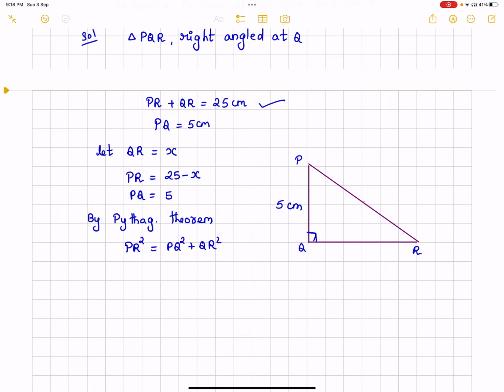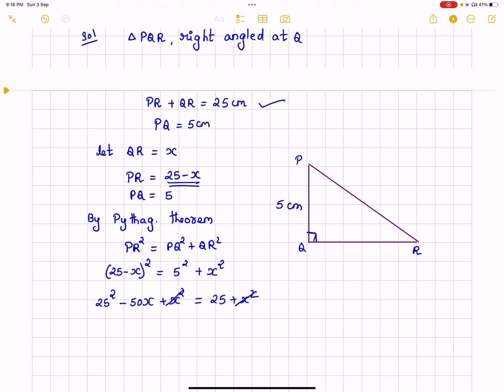What is my PR square? It is 25 minus x, the whole square. PQ square is 5 square, and QR square is x square. Now expand it using the A minus B whole square formula: A square minus 2AB plus B square. You get 25 square minus 2 times 25 times x, which is minus 50x, plus x square, equal to 25 plus x square.